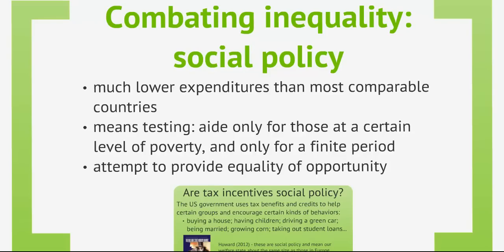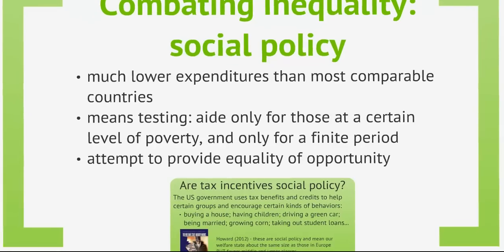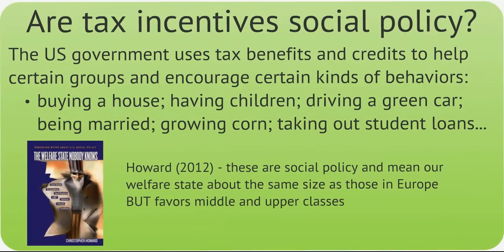Thus, the U.S. government does not do much to provide equality of outcome or redistribute wealth. Instead, it aims at helping the very needy in society to get out of their unfortunate situations in an attempt to increase equality of opportunity. While the U.S. has relatively lower taxes on income as well as expenditures on social policy, it does have another type of social policy that some consider a form of welfare.